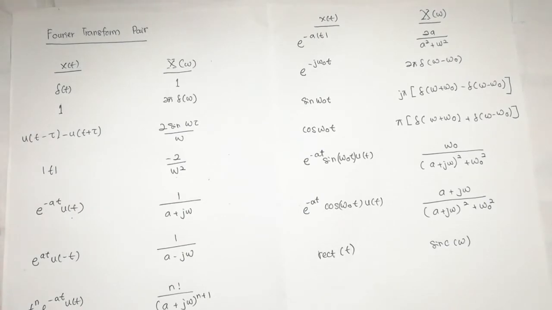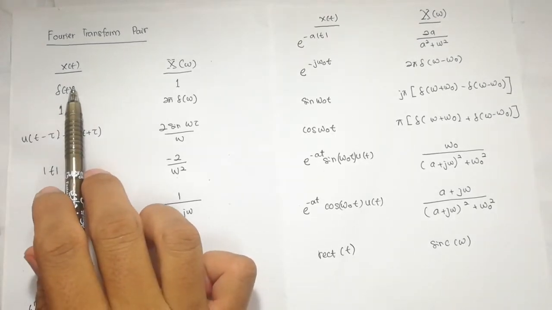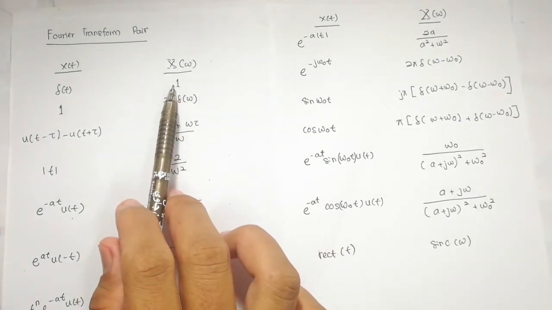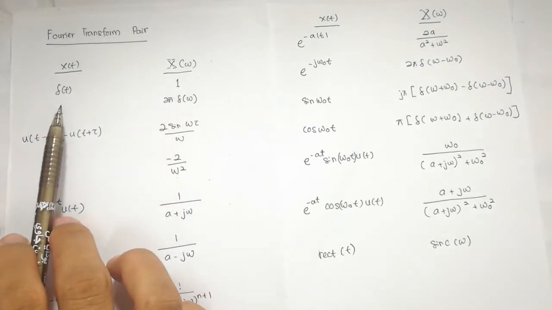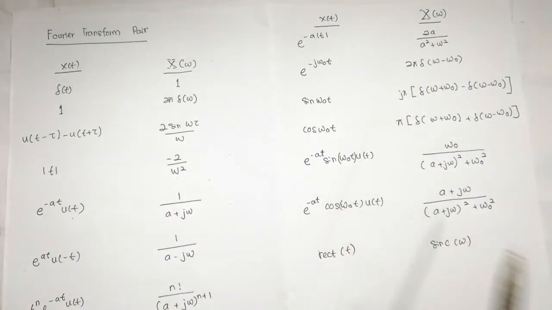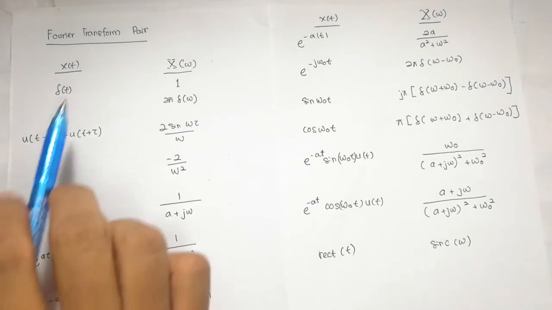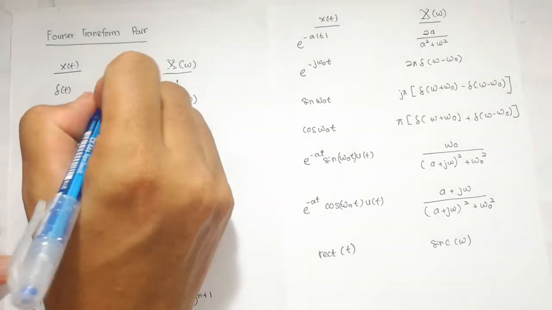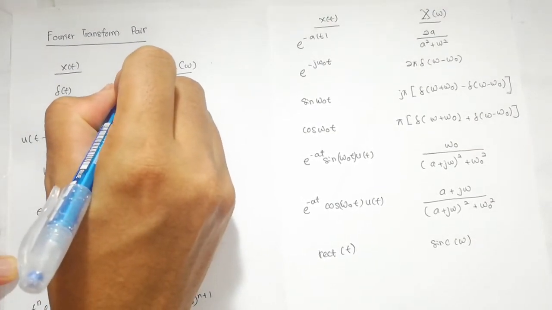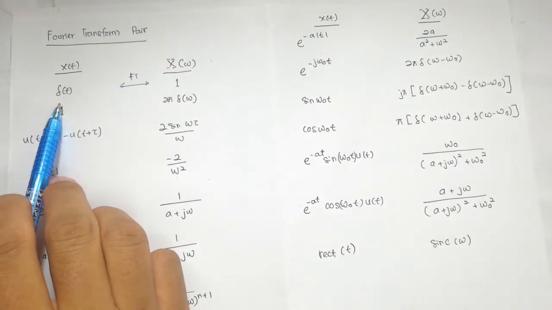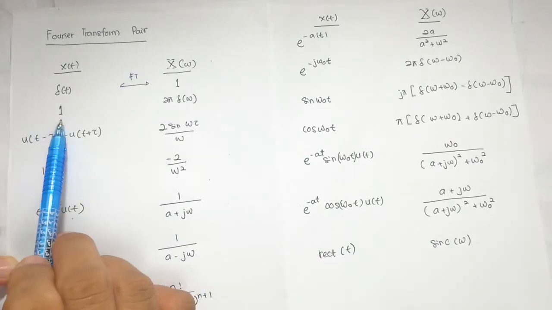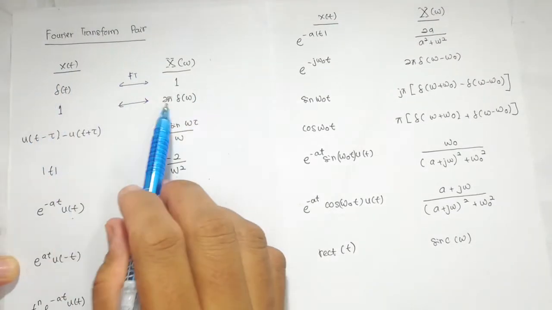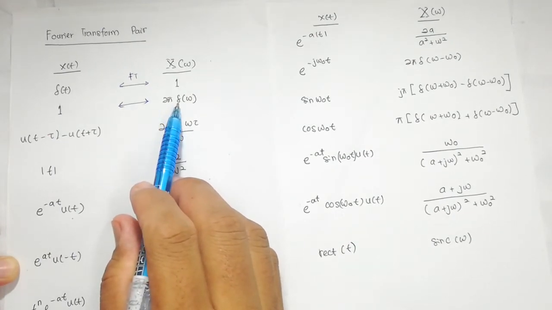If you look into this table, you have x(t), which refers to your signal in time domain, and X(omega) refers to the corresponding Fourier transform of our signal x(t). For example, if x(t) is delta(t), then the Fourier transform of delta(t) will be equal to 1. If you have a signal x(t) equal to 1, then the Fourier transform is 2 pi multiplied with delta(omega).